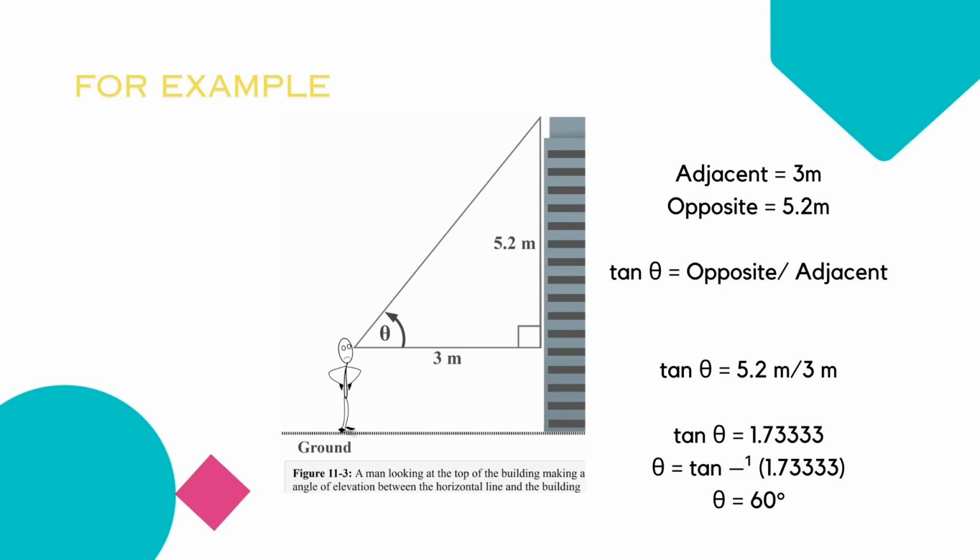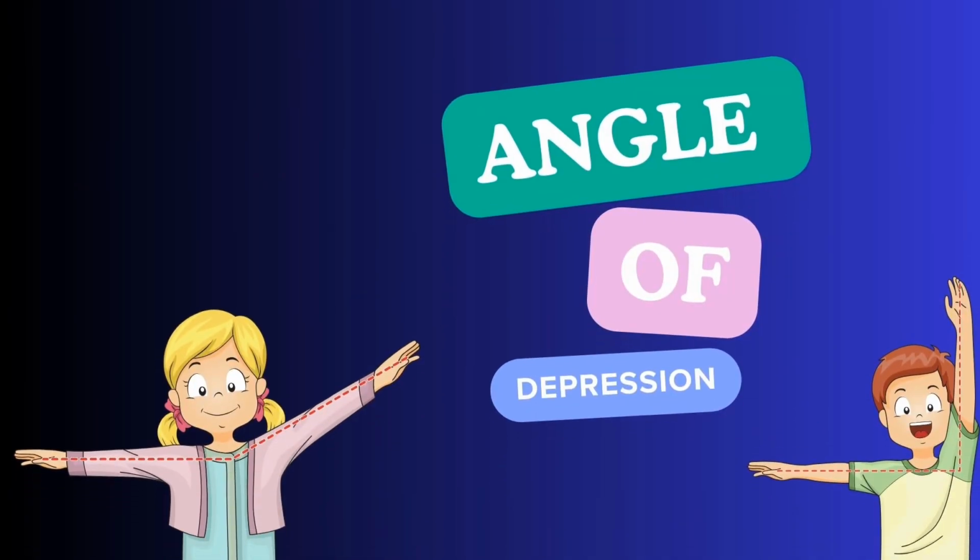So we have tangent theta equals 1.7333, and then find theta. You just take the inverse tangent of 1.7333. The angle of elevation would be 60 degrees when our adjacent is 3 meters and our opposite side is 5.2 meters. Okay, let's proceed to angle of depression.